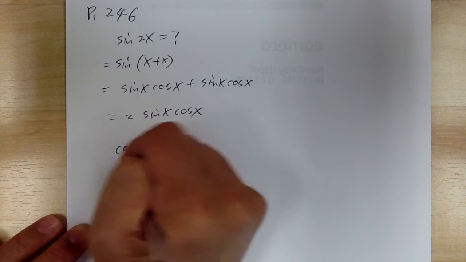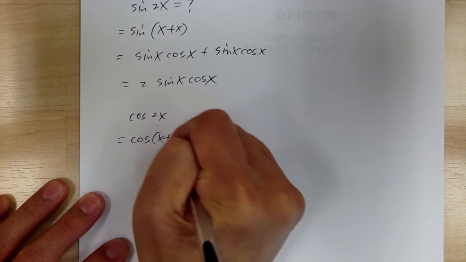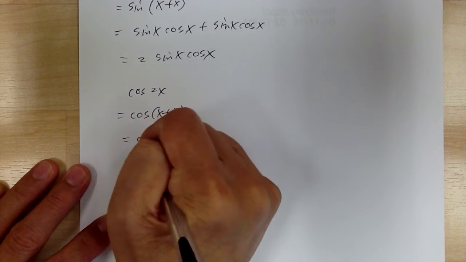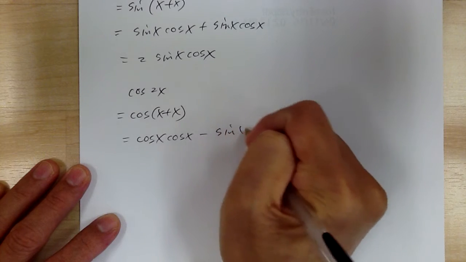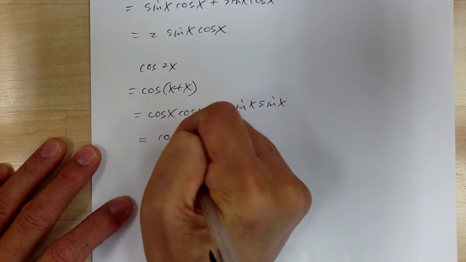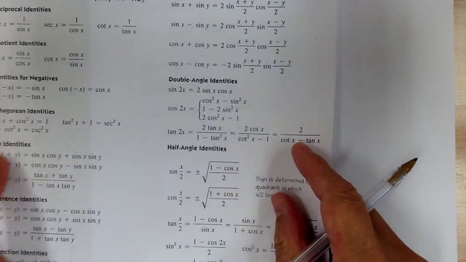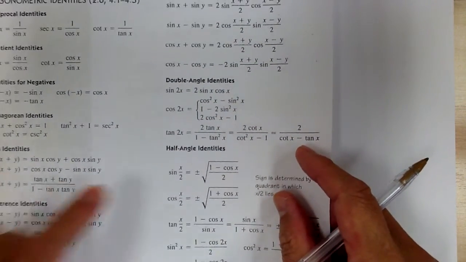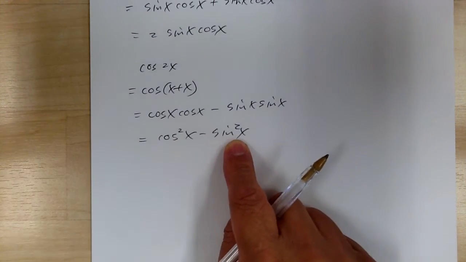So same thing with cosine. Cosine of 2x, you make into cosine of x plus x, and so this is equal to cosine x cosine x minus sine x sine x. So this is equal to cosine square x minus sine square x. So again, this came from here. Now, this is the first form, but you can have the alternate form.